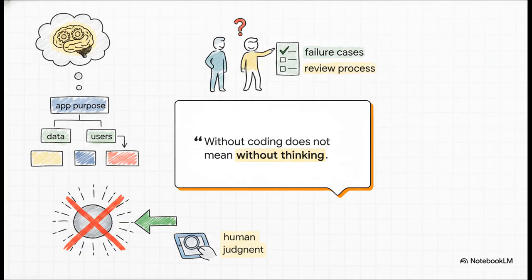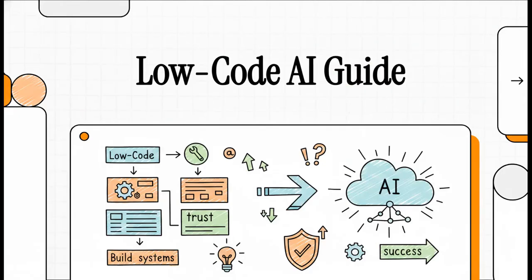You still have to do the heavy lifting of defining your app's purpose, organizing its data, figuring out the users, anticipating the failure cases, and setting up a rock-solid review process. Low-code AI reduces the technical friction, sure, but your human judgment and clear thinking, those are still absolutely essential. All right, let's dive right in.